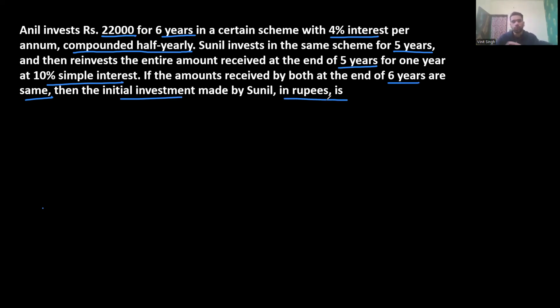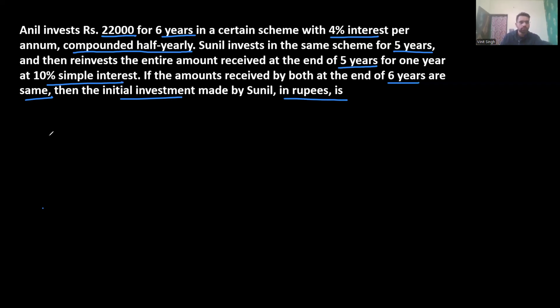Now Anil invests 22,000 for 6 years at the rate of 4% per annum compounded half yearly. While Sunil invests in the same scheme for 5 years, not for 6 years, and for the last 1 year he invests at simple interest at the rate of 10% per annum. But at the end of 6 years, both get the same amount. So we have to find the initial amount, the principal. How much amount has Sunil invested in the scheme?